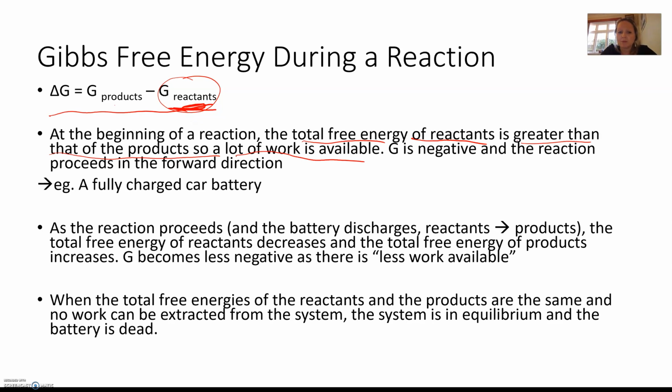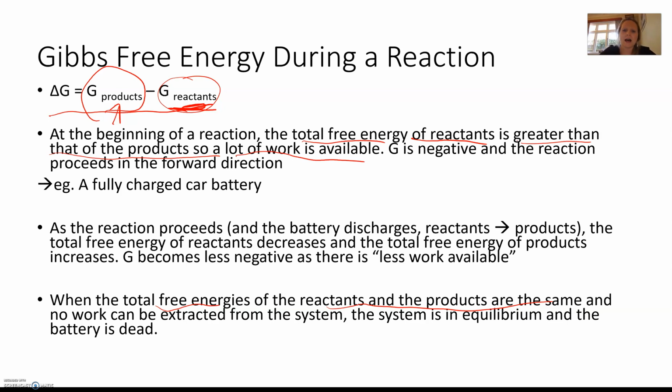Now as the reaction proceeds, the free energy of the reactants decreases and the free energy of the products increases. So the reaction becomes effectively less spontaneous, or G becomes less negative, because there's less work available, and that makes sense. There's less reactants because they've formed products. When the free energies of both the reactants and the products are equal, no more work can be done from the system, and the system is at equilibrium.